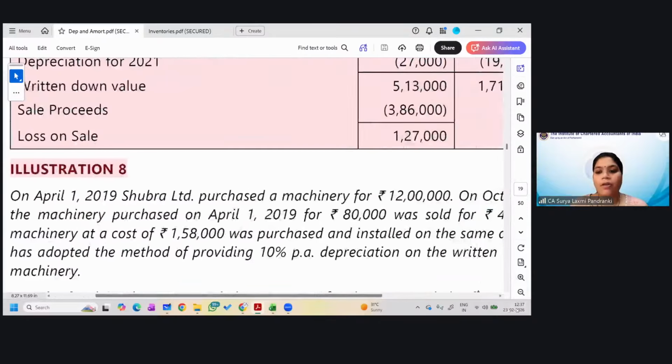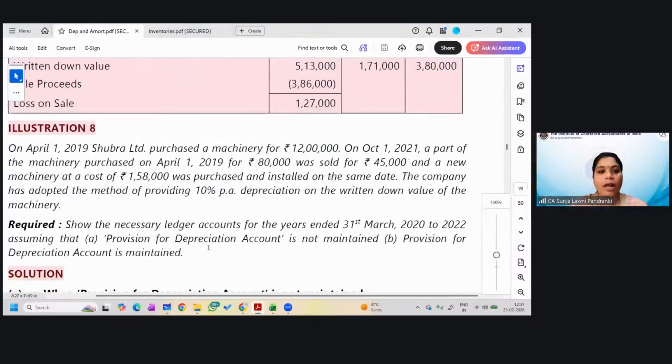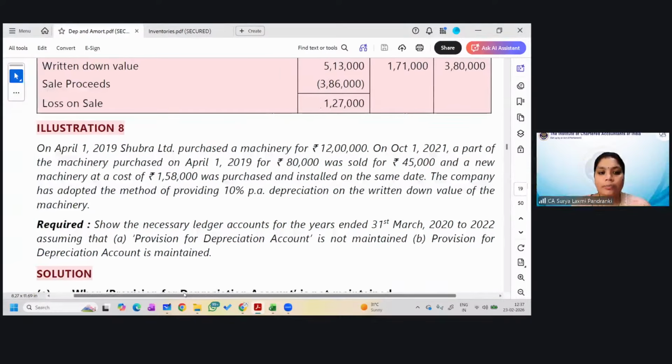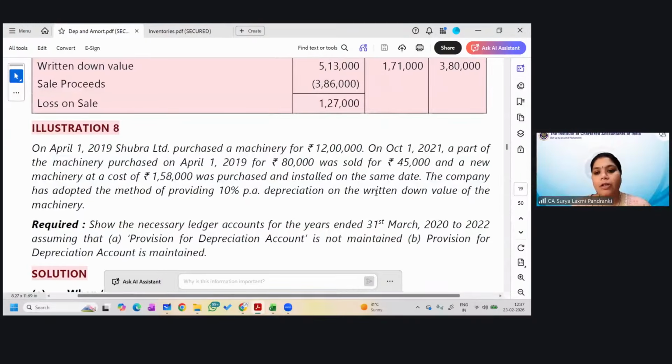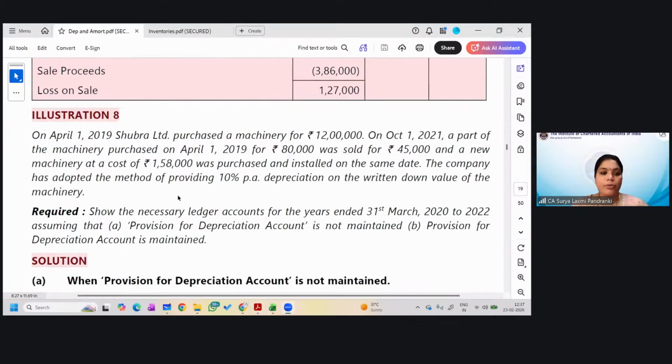Most of you had questions on this provision for depreciation and all. I think this question will solve all that. When you have the provision for depreciation account, how will you record? And when you don't have a provision for depreciation account, how will you record? It will be shown in this question. Let us do this question. I think if you do this, almost you'll be clear of how provision for depreciation account will work, and if that is not there, how it will work. Okay, just look at this question. This is again a little important. Let us do this.